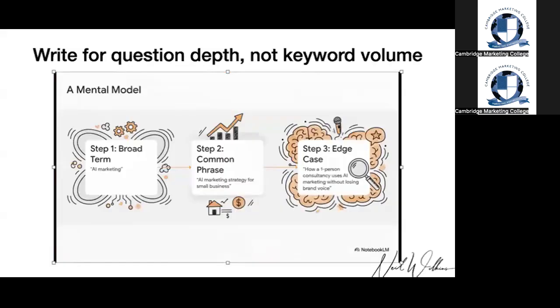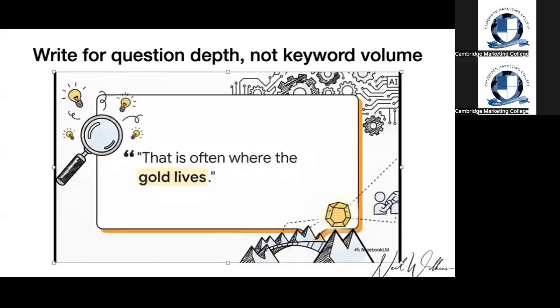Imagine a user. They start out really broad, just typing AI marketing. Then they get more specific with a phrase, AI marketing strategy for small business. And finally, they dial it all the way in with that hyper specific edge case that truly gets to the heart of their unique problem. And let's end on this powerful quote from the source. That final step, that very specific edge case, that is often where the gold lives. It's where you can provide massive value and build a real lasting connection.